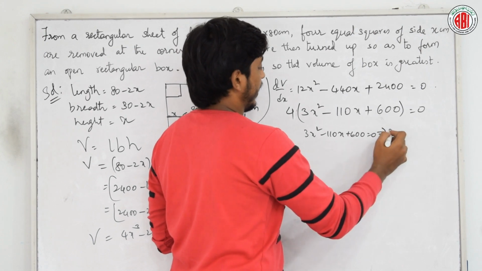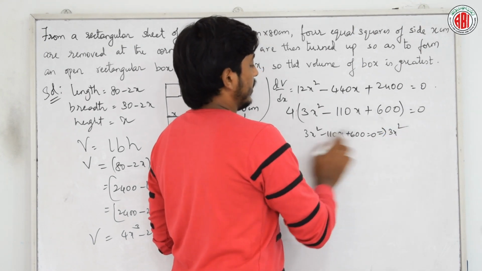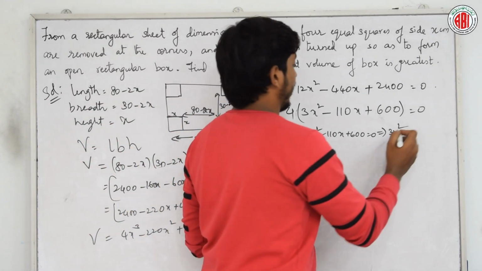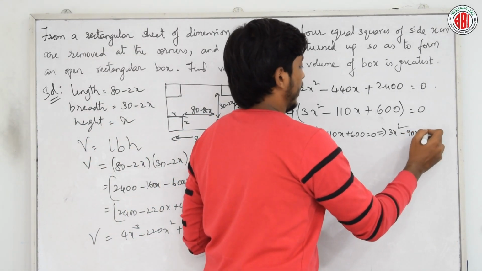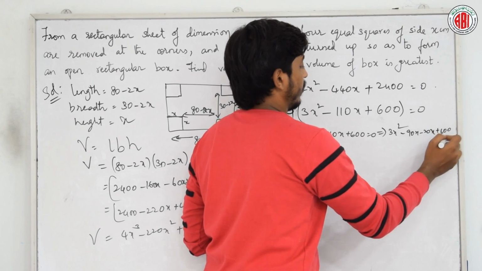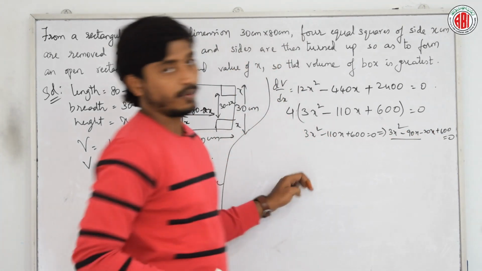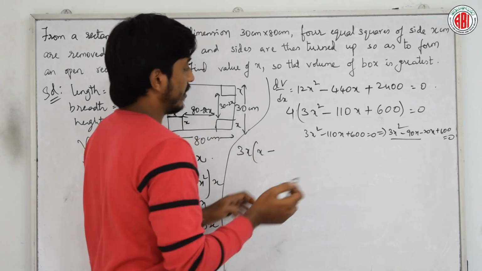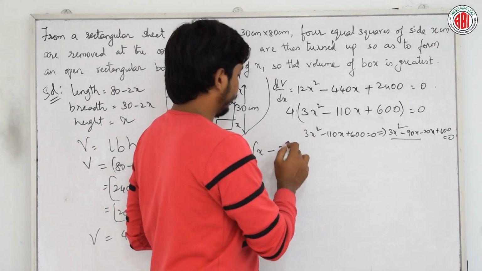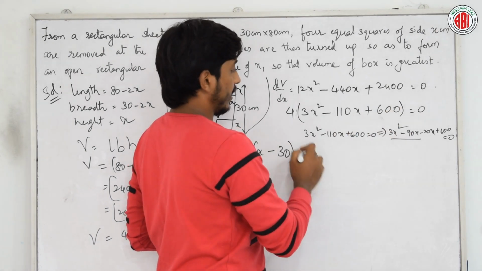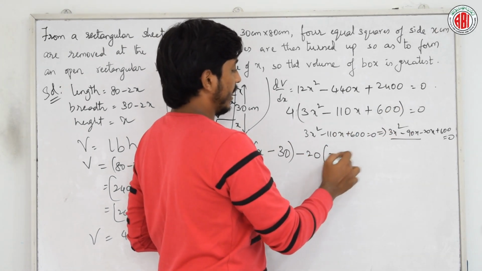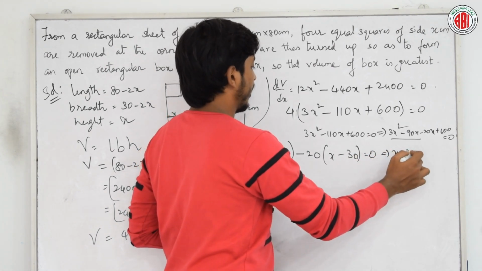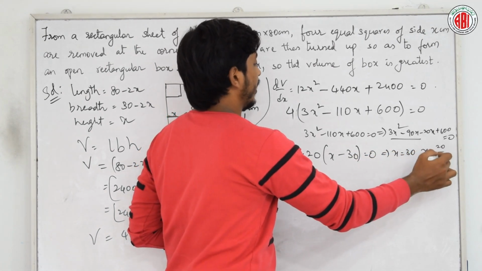From this I can write it as 3x square, 6 3s are 18, and the factors of 18 are 9 2s, so minus 90x minus 20x plus 600 equal to 0. Let us take 3x common here. I will get x minus 30. Next, if I take 20 as common, I will get x minus 30. From this I will get x is equal to 30 and x is equal to 20 by 3.